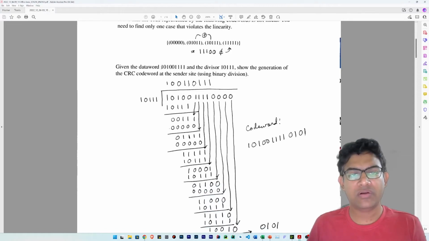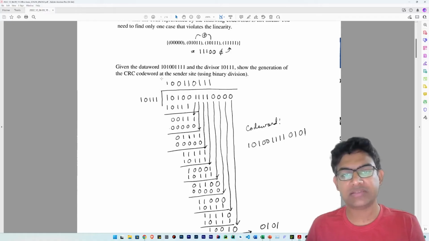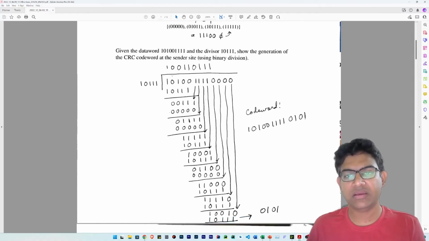Given the data word this and the divisor this, which is of 5 bits in length, please keep that in mind. Show the generation of the CRC code word at the sender site. Use binary division. Okay, so what do we have here? 5 bits in length for the divisor. So our remainder is going to be 4 bits. It's always 1 bit less than the size of the divisor, right?